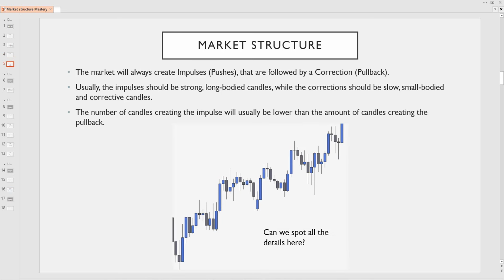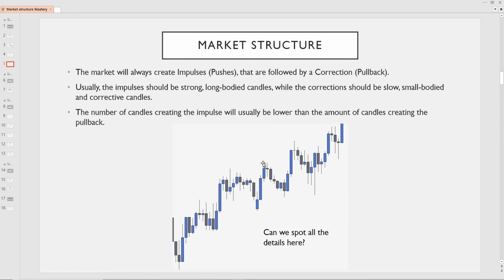Again, the market will always create impulses, another name is pushes, that are followed by a correction, a pullback, right? Usually the impulses should be strong, long-bodied candles, while the correction should be slow, small-bodied, corrective candles, all right? Because during the impulse, the market is really impulsing strongly, the banks are buying, and there is a strong imbalance of price. And during the correction, the banks are stopping just for a break, and then to potentially launch more positions. They are accumulating and distributing their orders, taking profits around those areas.